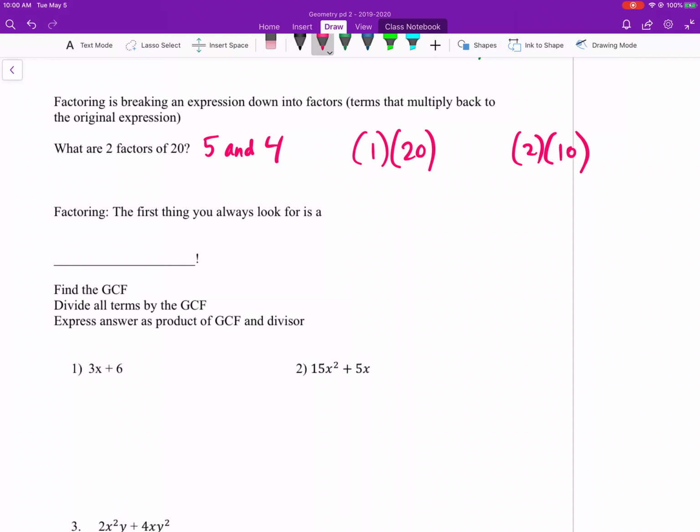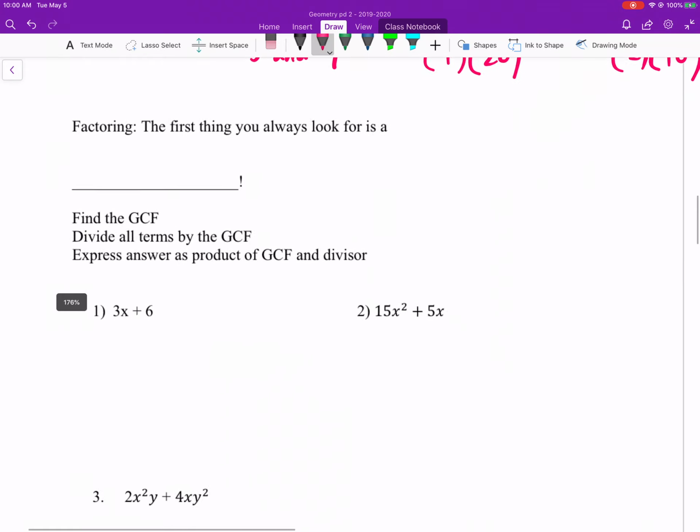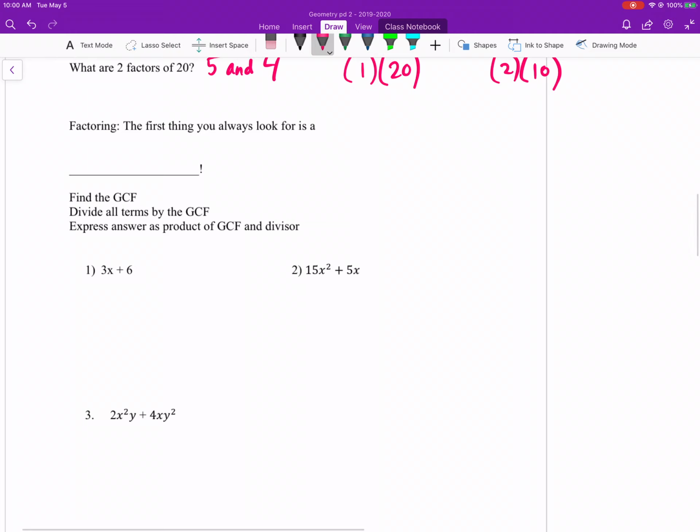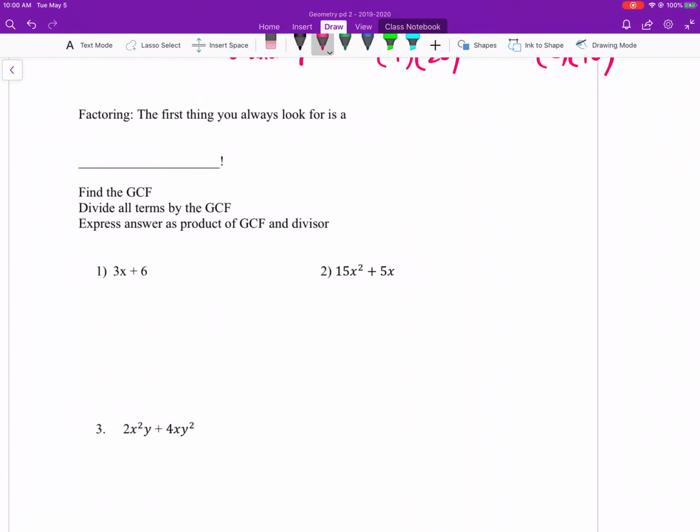The same thing works for expressions, guys. We're going to break it down into 2 things that multiply to get the original expression. So when you're factoring, if you remember this from Algebra 1, this is all geared towards refreshing your Algebra 1 skills. The first thing you always look for is GCF factoring, greatest common factor. Essentially, what's the largest value that can divide evenly into the original expression?